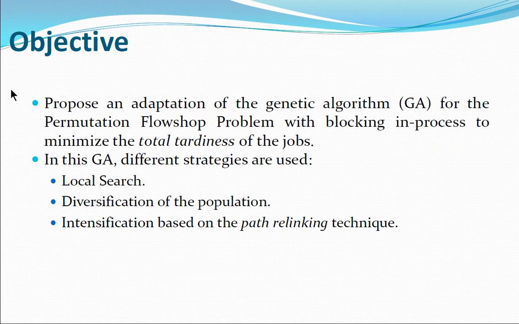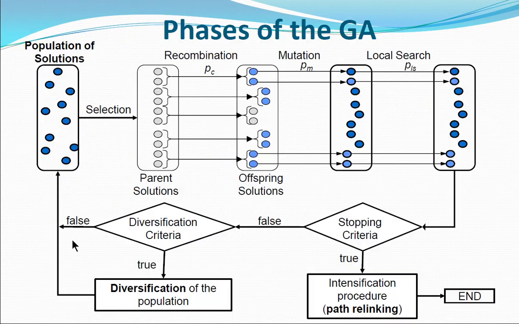Our objective with this paper is to propose an adaptation of a genetic algorithm, the GA, for the permutation Flowshop problem with blocking in process in order to minimize the total tardiness of jobs. To do this, we use different strategies such as local search, diversification of the population, and intensification based on the path relinking technique, a post-optimization procedure.